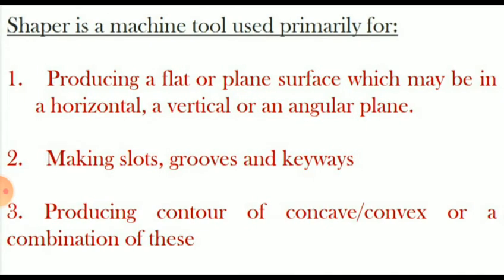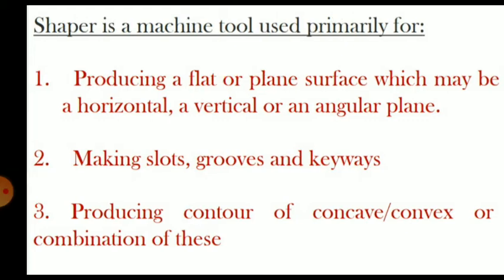A shaper is a machine tool used primarily for producing a flat or plane surface, which may be in horizontal, vertical or angular planes. So horizontal, vertical and angular surfaces can be machined using a shaper. Then again, it is used for making slots, grooves and keyways. It is used for producing contours of concave and convex shapes or a combination of these.